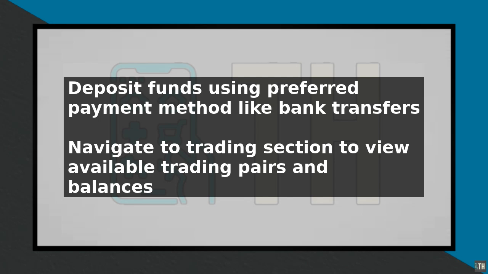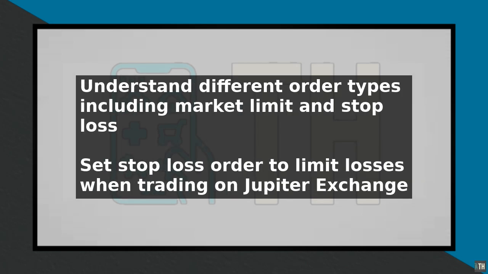It is essential to understand the different types of orders available on Jupiter Exchange, including market orders, limit orders, and stop-loss orders. A market order is an order to buy or sell an asset at the current market price. A limit order is an order to buy or sell an asset at a specific price. A stop-loss order is an order to sell an asset when it reaches a certain price to limit losses.